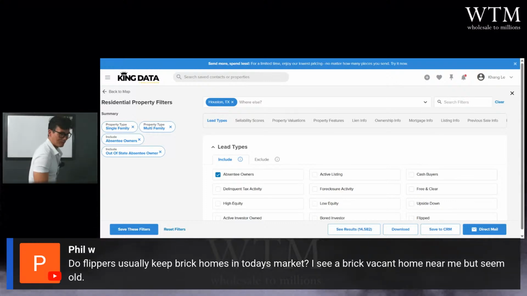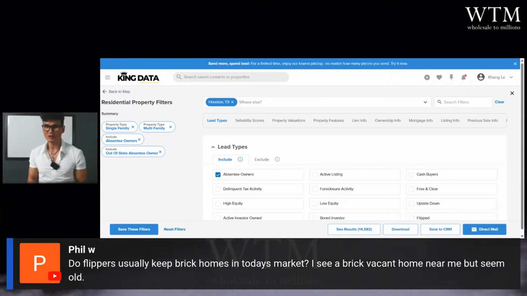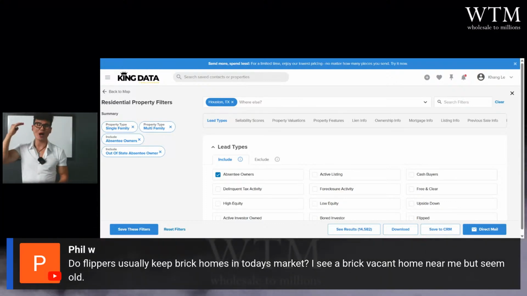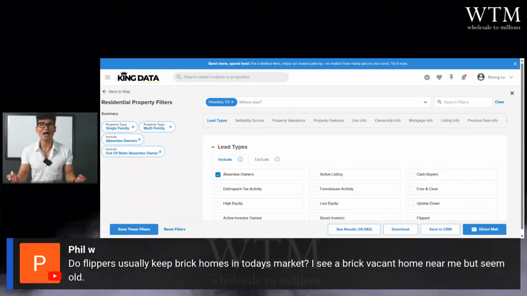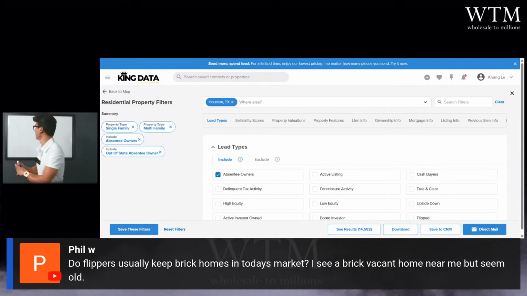I don't care if you fix and flip. I don't care if you buy and hold. But you will come to a time where you will not have enough capital to buy them all. So what do you do? You've got to be able to know how to wholesale them.